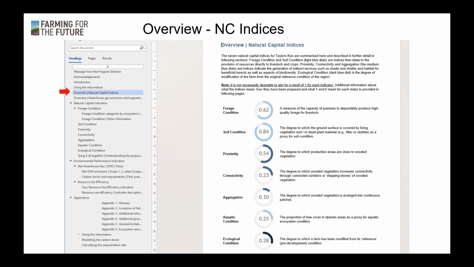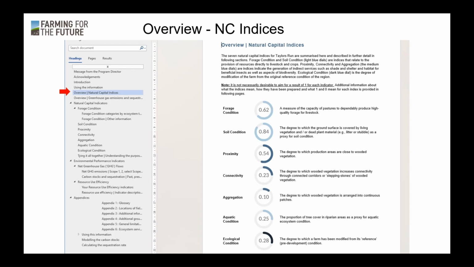Secondly, whilst the indices are scaled from 0 to 1, it doesn't necessarily follow that for every index we would target 1 as an optimal outcome. An example of this is proximity, where if you had a score of 1, you would have wall-to-wall trees on your farm and you would have very little pasture systems sitting under that. And so that would be a very poor outcome from a productivity perspective.